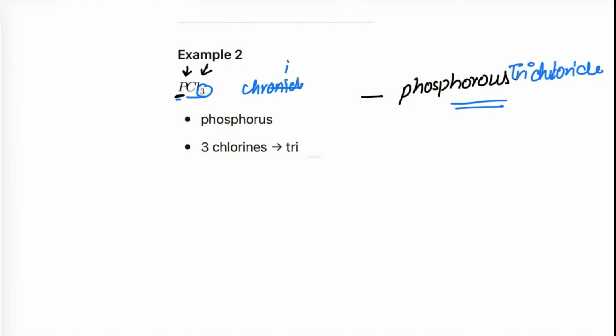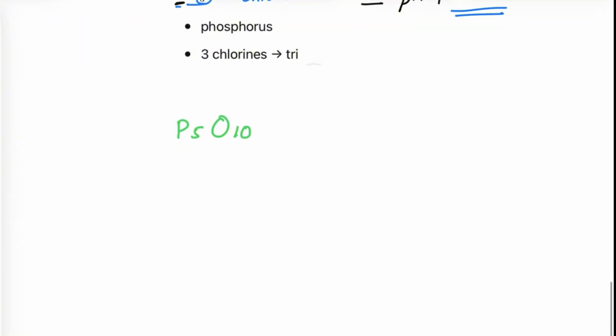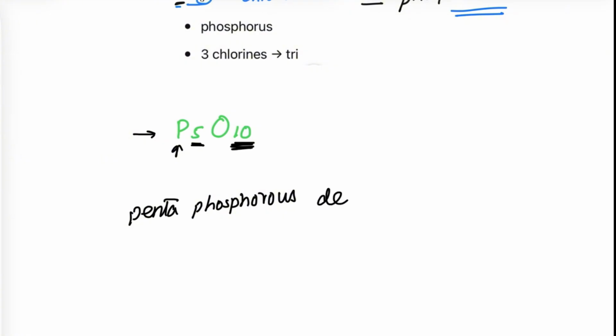Okay, now I'm gonna write another super hard looking molecule which is not gonna be hard for you anymore. P5O10. Alright, so what's the name of this molecule? Okay, what's the name of this element? Phosphorus. Great. How many phosphorus are there? Five. Penta, phosphorus, alright, deca, oxide. Great. So super easy, right?